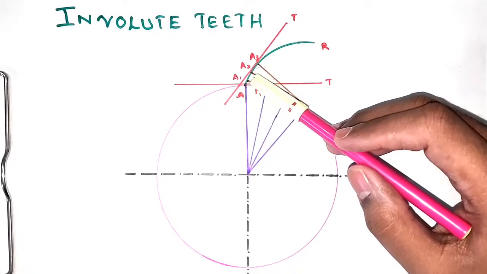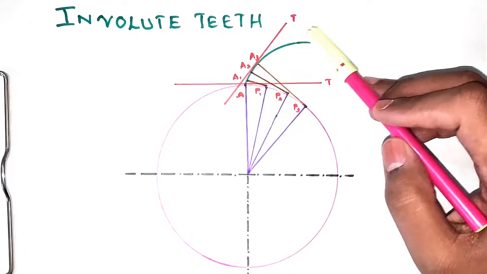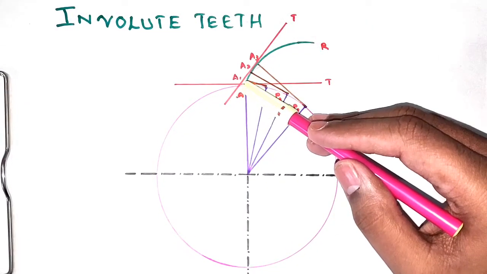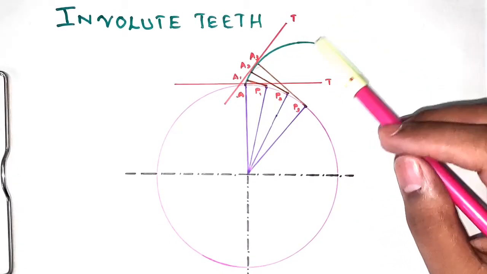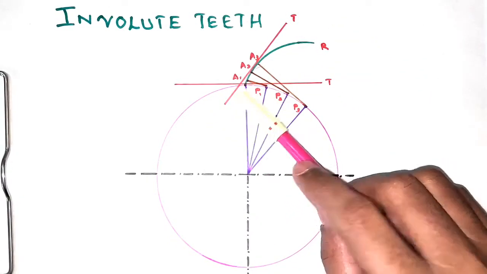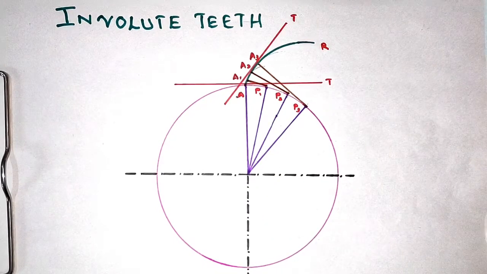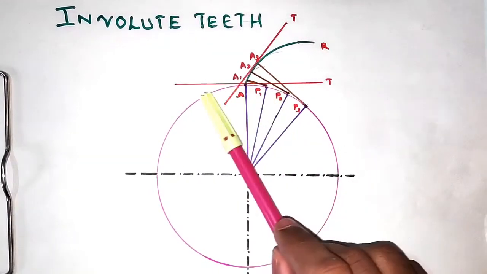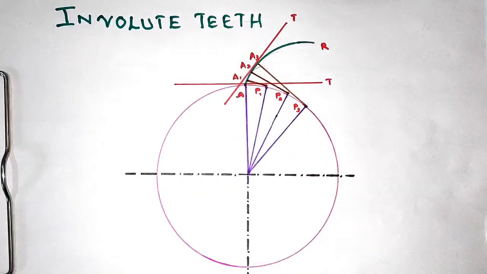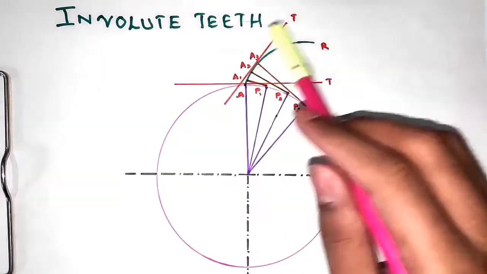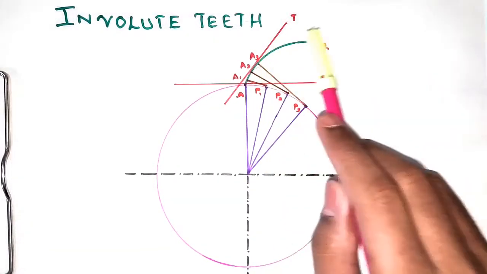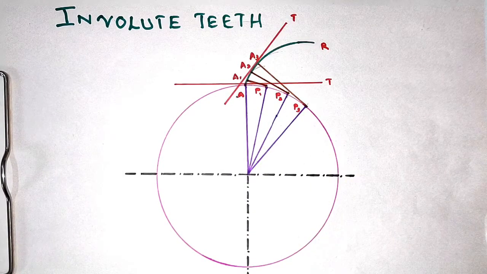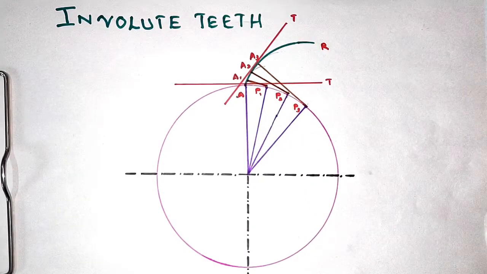Now if you join these points A1, A2, A3, A4, A5, and so on, we get a curve. That means it is like the reel. You have a thread and you are unwinding the reel, so you are pulling the thread, and the thread comes out making a tangent to the circle. This curve which is traced by the end points of these tangents, we call the involute. Based on this involute curve the gear teeth are designed.